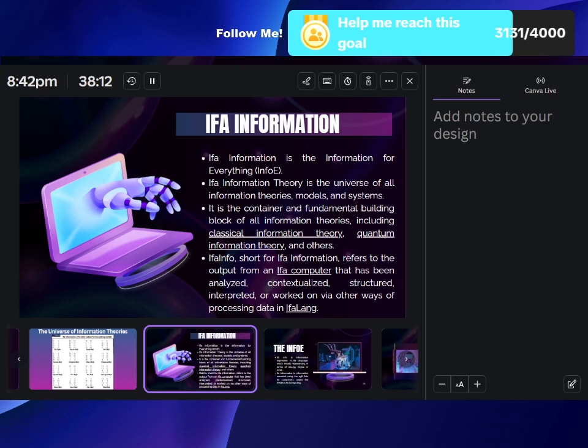The babalawo's own covers the scope of divination and consultation, but this one covers the scope of science and technology. So this one is much more robust and much more mathematical, as we are going to be discovering. So IFA information is the information for everything.